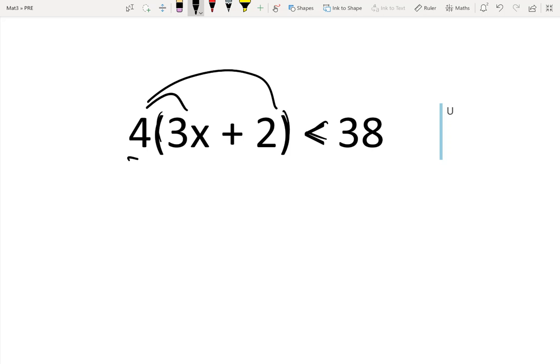If you're multiplying across a bracket, you multiply by each term in the bracket. That's why we say it's distributed multiplication. The multiplication is distributed across the bracket. So the first one here is worth 12x. The second one is worth 8. Change side, change sign on the 8. I'm going to go straight to 30 with that.